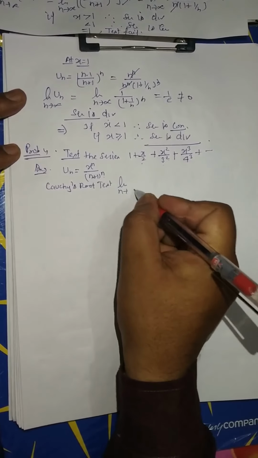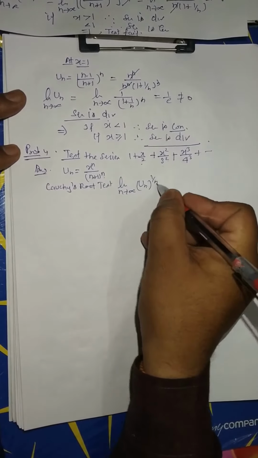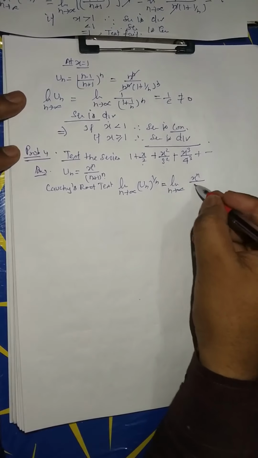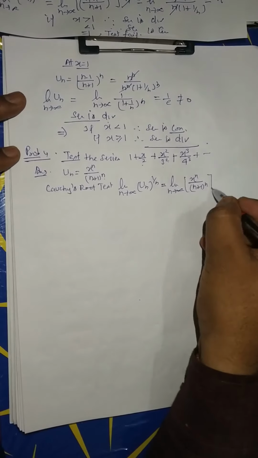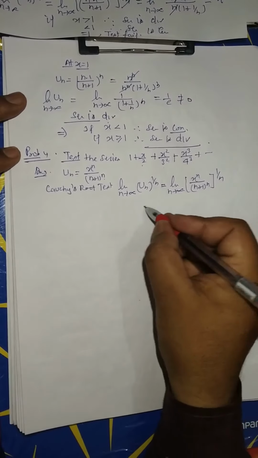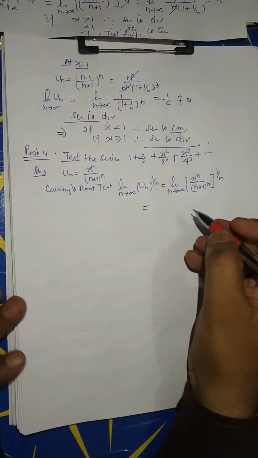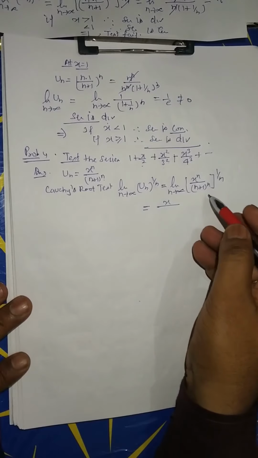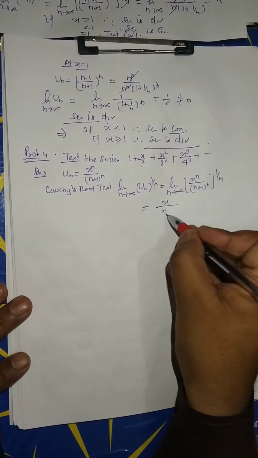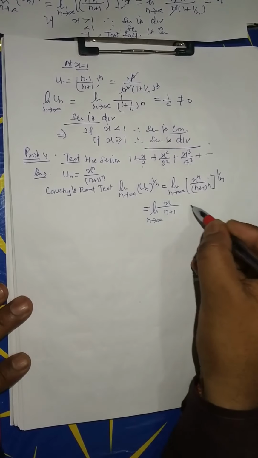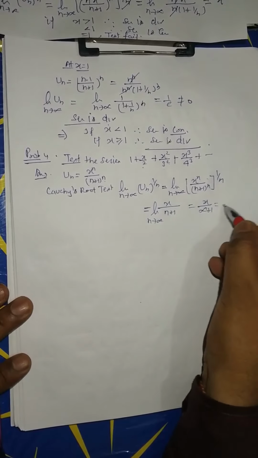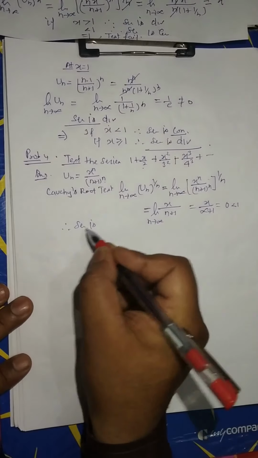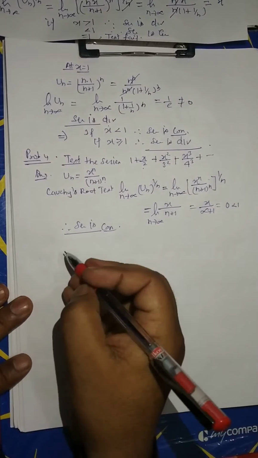Limit n tending to infinity of un^(1/n) is equal to limit n tending to infinity of (x^n/(n+1)^n)^(1/n), which is equal to x/(n+1). Limit n tending to infinity, x/(infinity + 1), is equal to 0, less than 1, so this series is convergent.